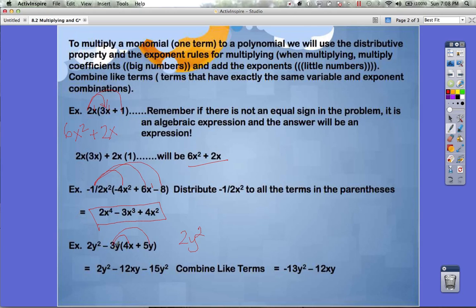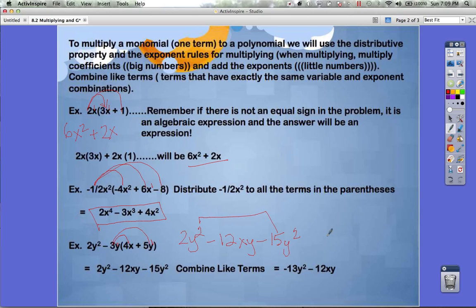All right, so it's a negative 3 times 4, which makes a negative 12. And then x times y, or y times x, is xy. And then you have a negative 3 times 5, which is a negative 15. And then you have y^1 and y^1 make y squared. And then you look and see if you can combine like terms. In this problem right here, we had no terms that we could combine. All right, in this one up here, we had no terms we could combine, but in this particular case, we do. We have a y squared and another y squared, so these are the ones we need to put together. These right here.